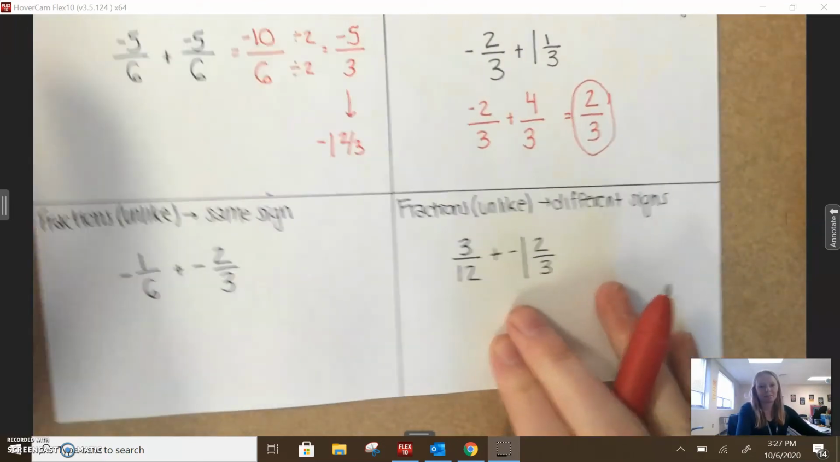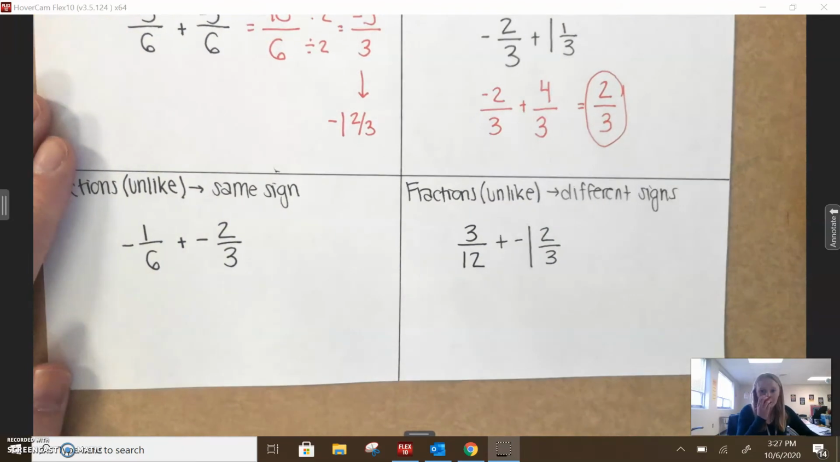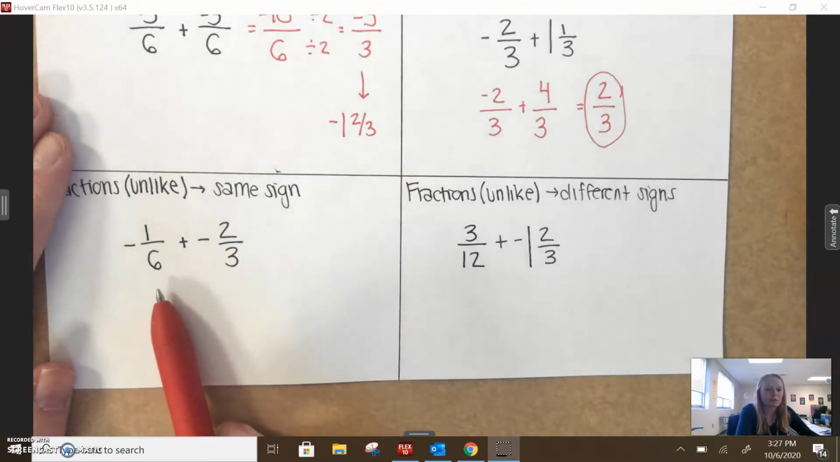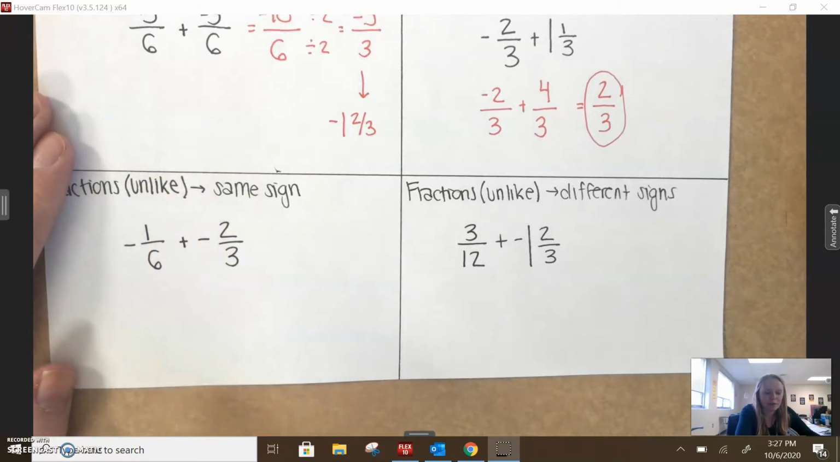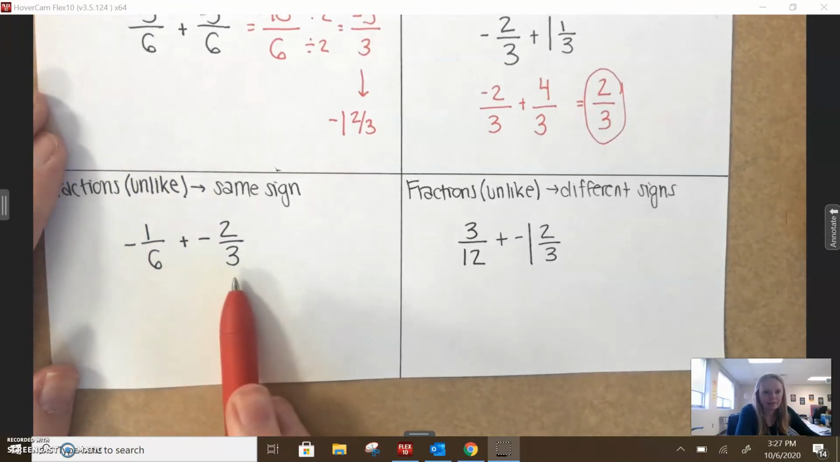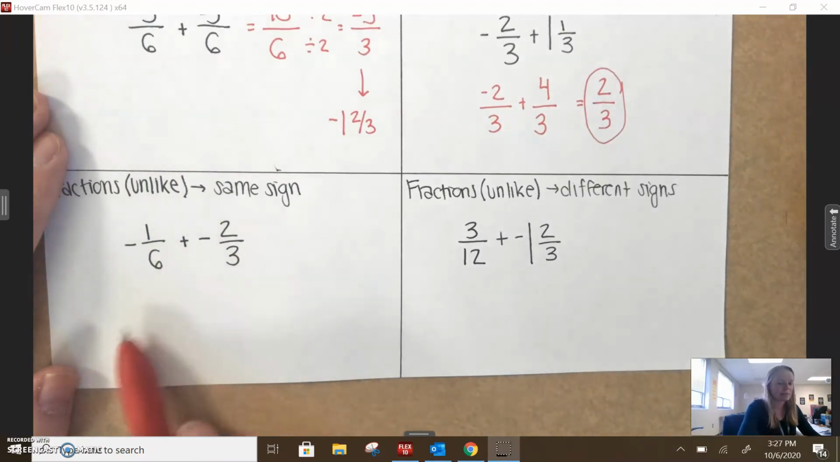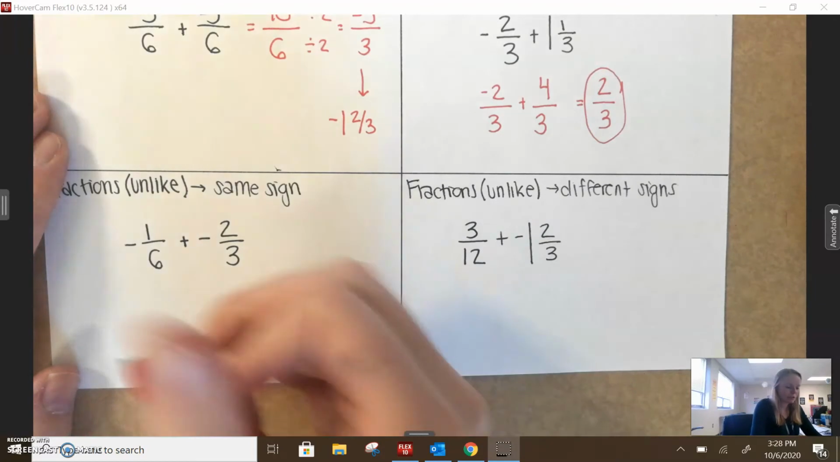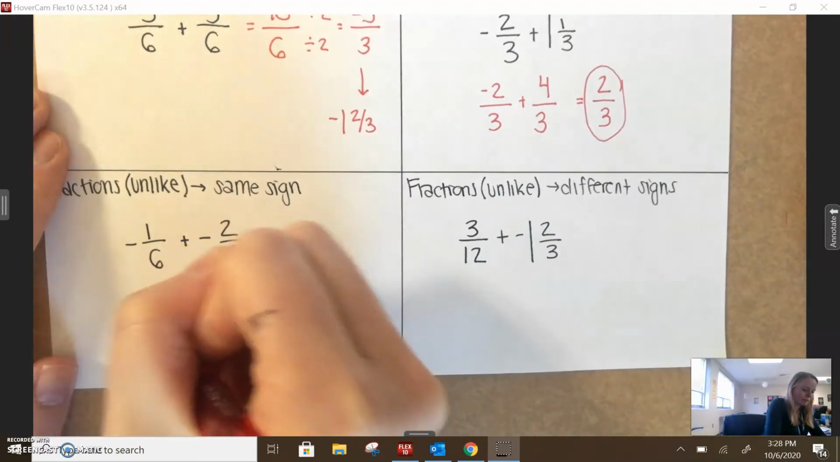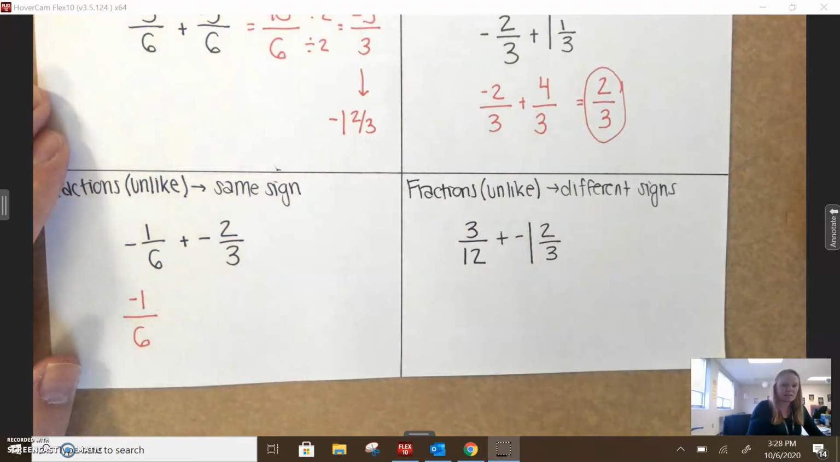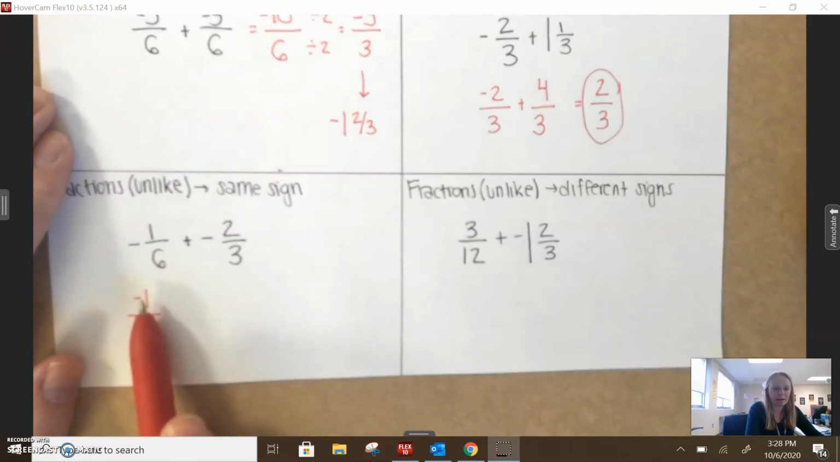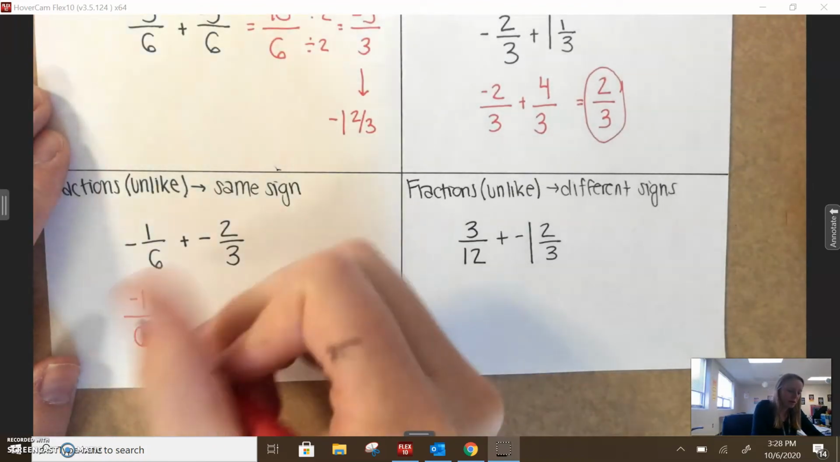Alright, so the last part here, we're going to do fractions that have unlike denominators. If you see here, I can't really add just yet because I have 2 denominators that are different. If I'm looking at 6 and 3, I know that the common denominator here is going to be 6. So that means the first fraction is going to be staying the same. So I'm still going to have -1 over 6. And since I'm rewriting this, I'm going to go ahead and put my negative on my numerator.